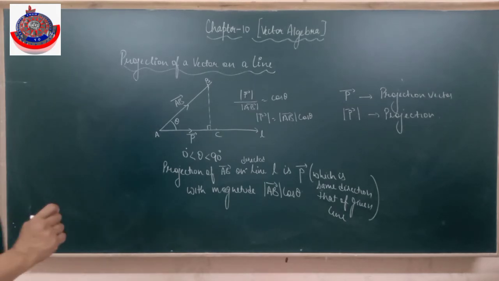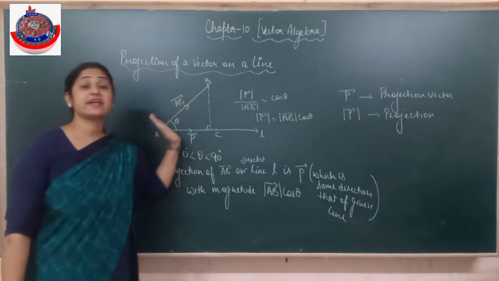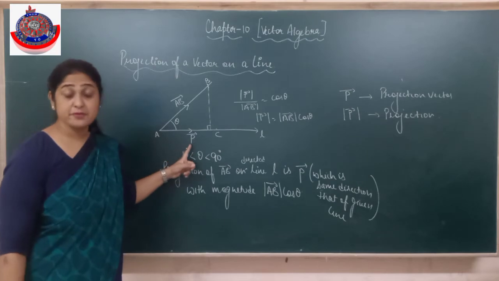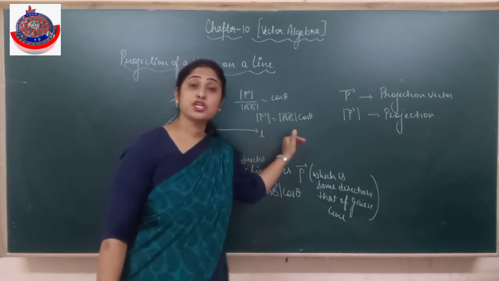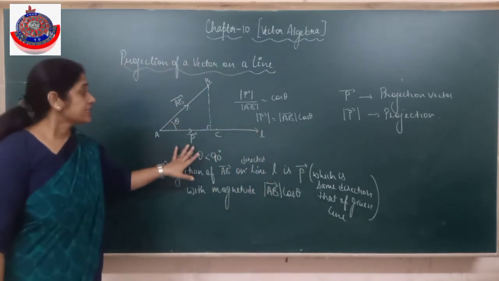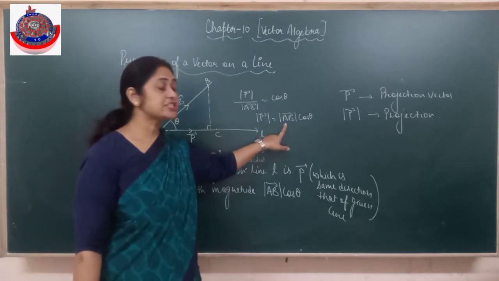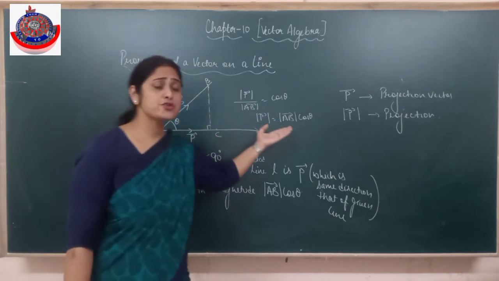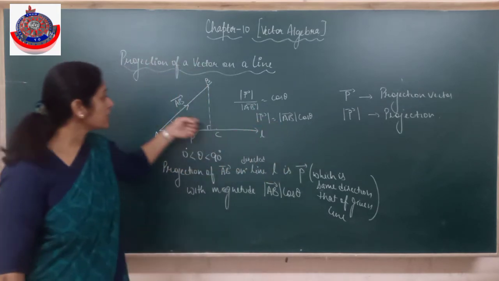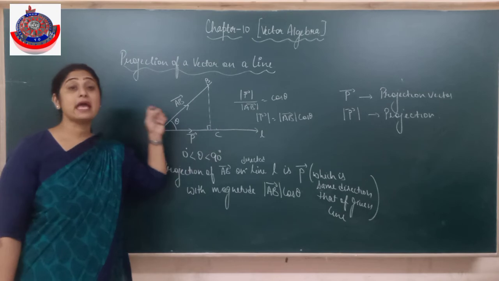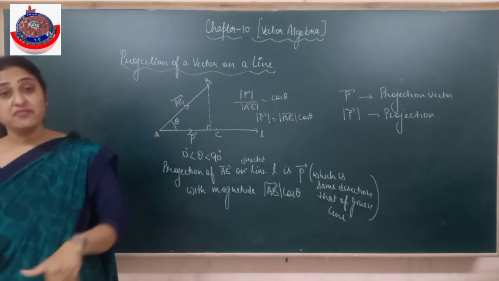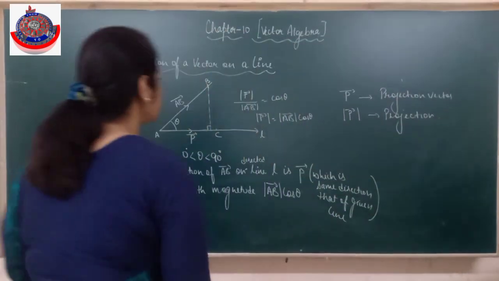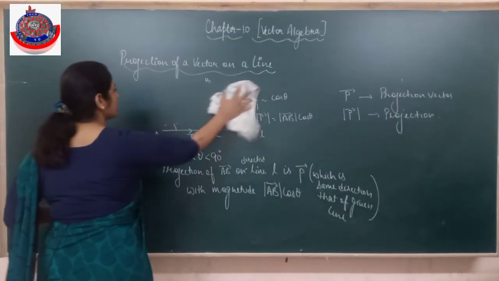Alright, so now a few properties. I hope it's clear. If there is a vector AB, the projection of this vector on line L is represented by vector P, which is in the same direction as the line, and its magnitude is magnitude of AB into cos theta. Whichever vector it is, suppose it is vector A, the magnitude of vector A into cos theta, where theta is the angle between the line and the vector whose projection we have to find on the line. Clear? Alright. Some properties and notes you need to keep in mind.